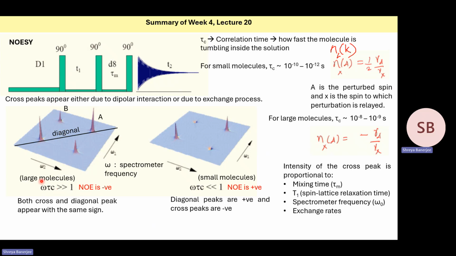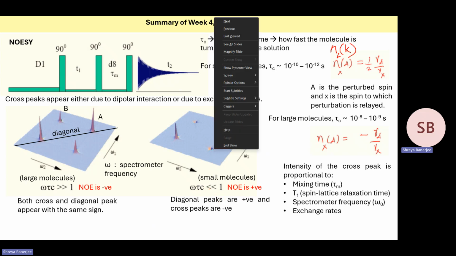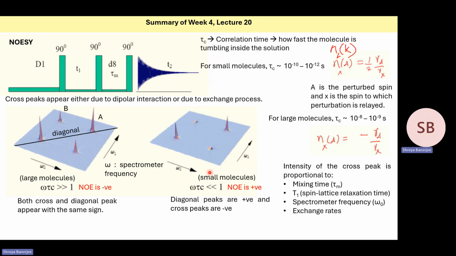Because for large molecules, NOE is negative, both the cross and diagonal peaks will have the same sign. You can see diagonal peaks and cross peaks are all having the same sign. On the other hand, in small molecules where NOE is positive, the diagonal peaks are in the positive direction, cross peaks are in the negative direction. You cannot see the cross peaks, they are below the plane. You can just imagine they are in the negative direction.